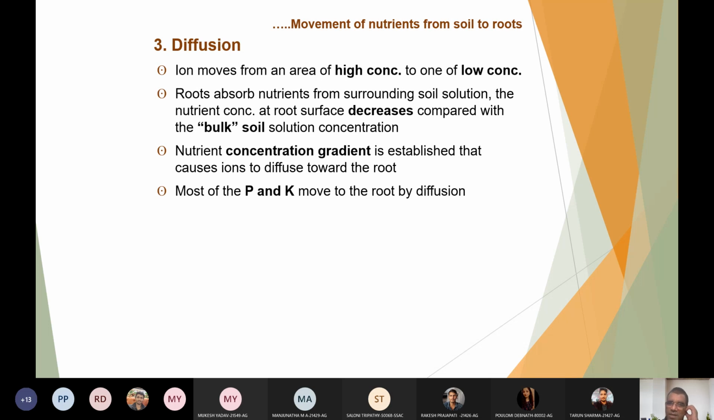And on the other hand, you have higher concentration in the soil solution. So nutrient will move from that soil solution to the plant roots. So this is along the gradient, which is diffusion of the nutrient. And then most of the phosphorus and potassium move to the root by diffusion.